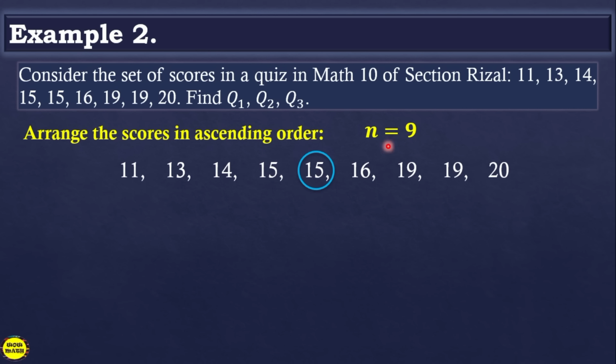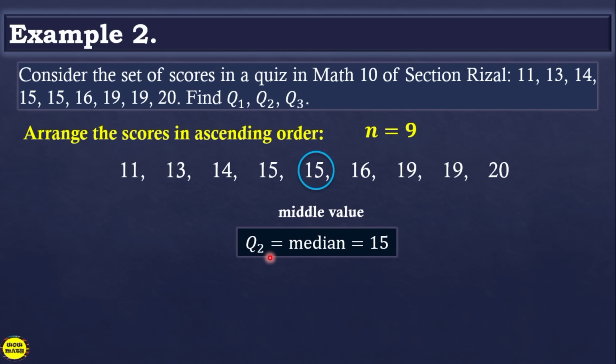Since yung n natin dito is 9 and then nakuha na natin yung middle value natin and that is 15. So yung middle value na yan din yung second quartile natin. Okay, and then mula dito sa middle value natin, meron tayong apat na score sa left side niya. And then kunin natin yung dalawang middle value kasi apat sila. Okay, so therefore meron tayong dalawang middle value para makuha natin yung first quartile natin.